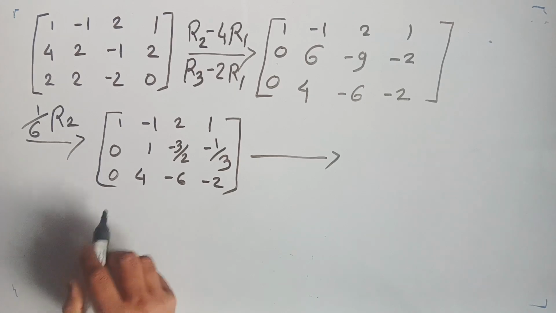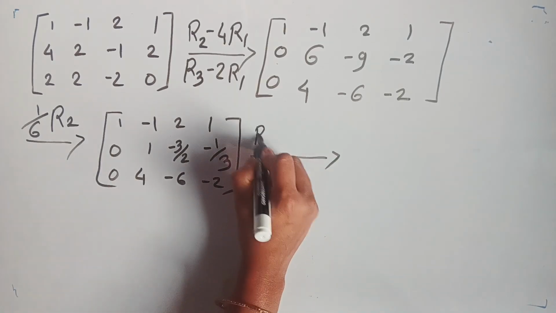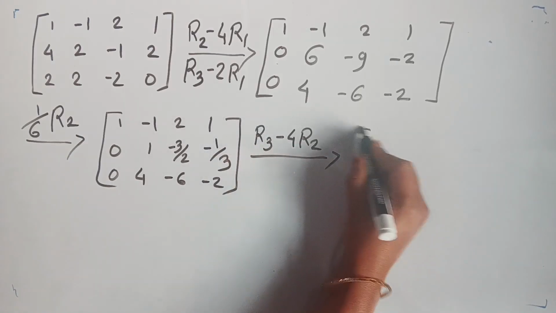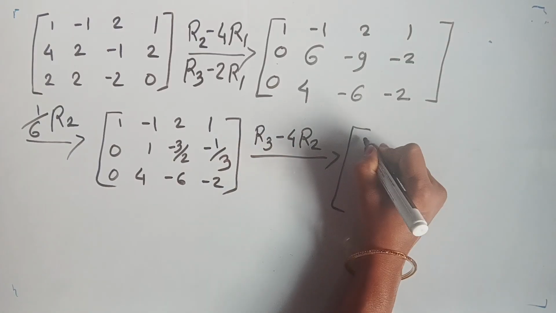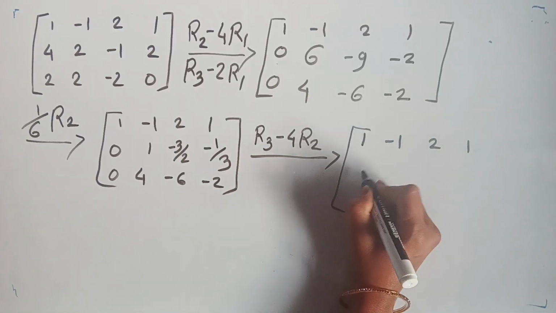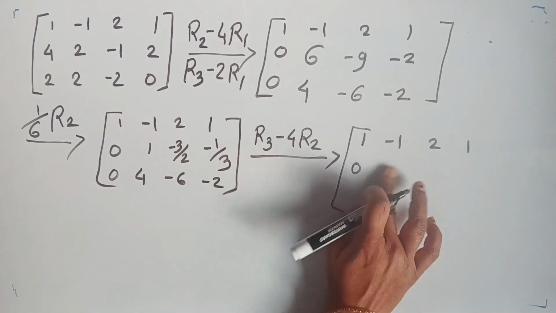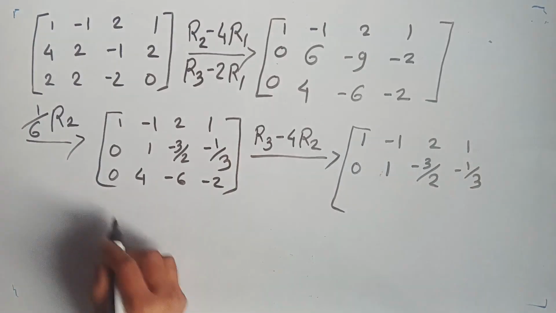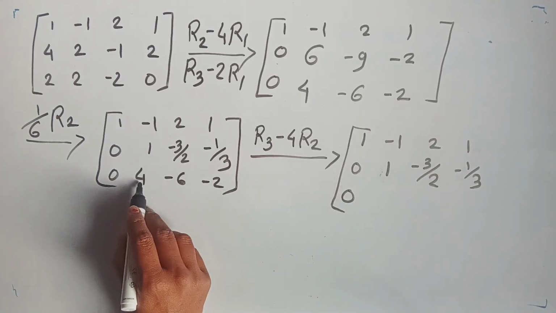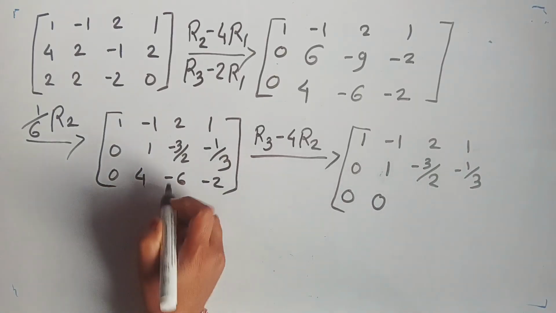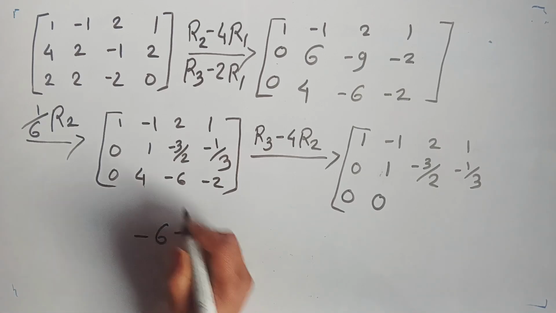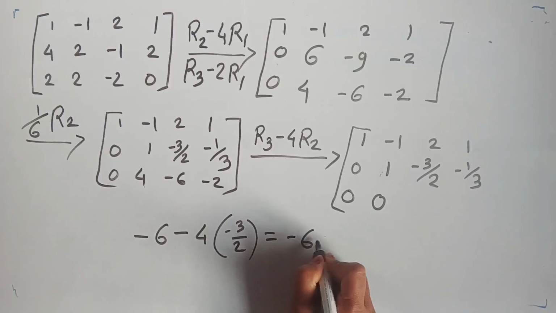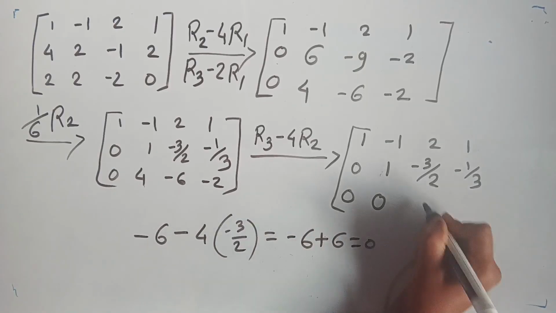After that, we can use the operation R3 minus 4 times R2, okay, and the matrix is 0 1 minus 3 by 2 minus 1 by 3. Now 0 minus 0, 0. 4 minus 4, 0. Minus 6 minus 4 times minus 3 by 2. So what it is? It is minus 6 plus 6. So it is also 0.